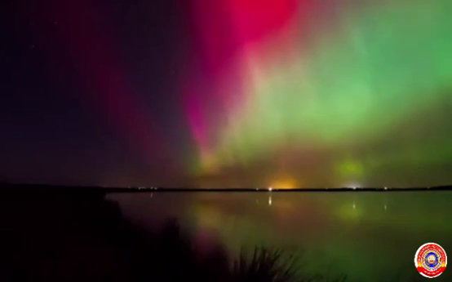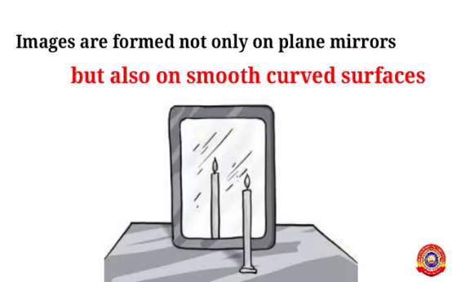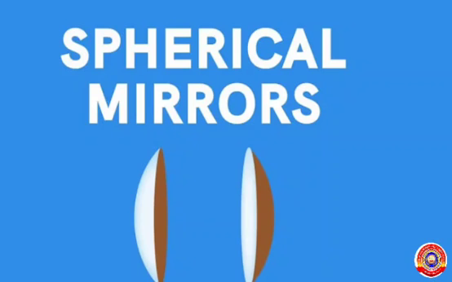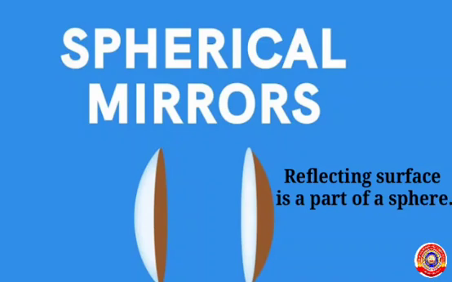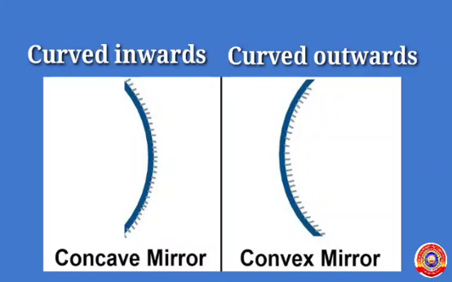In the previous year, you have already learned that images are formed not only on plane mirrors but also on smooth curved surfaces. Do you remember that? And also you have studied spherical mirrors. Spherical mirrors are mirrors in which the reflecting surface is a part of a sphere. If the reflecting surface is curved inwards, then this type of mirror is called a concave mirror. And if the reflecting surface is curved outwards, then this type of mirror is called a convex mirror.